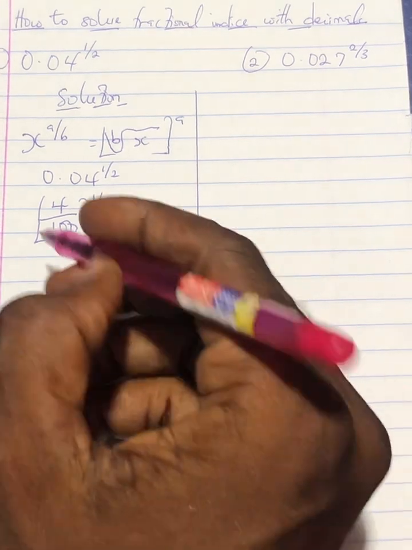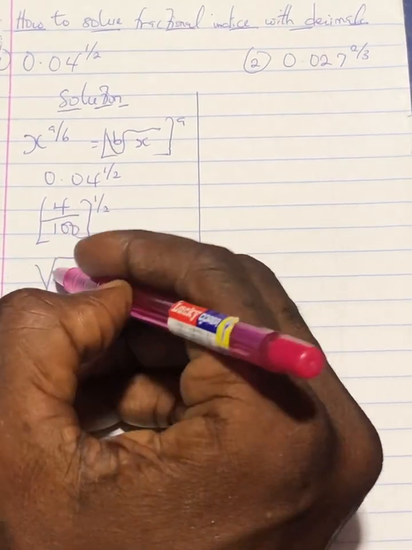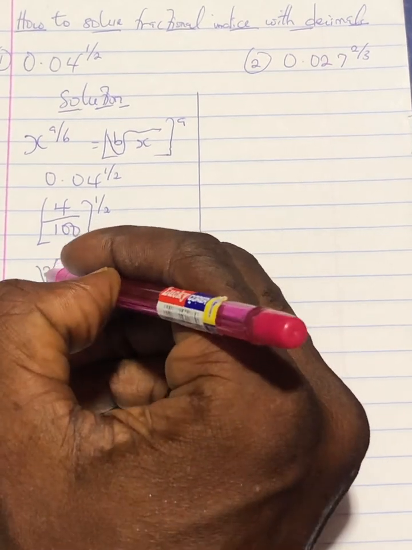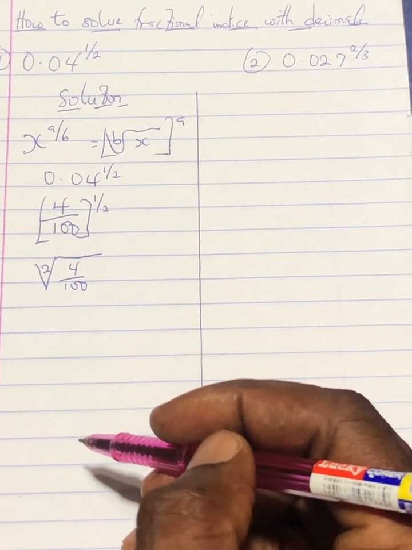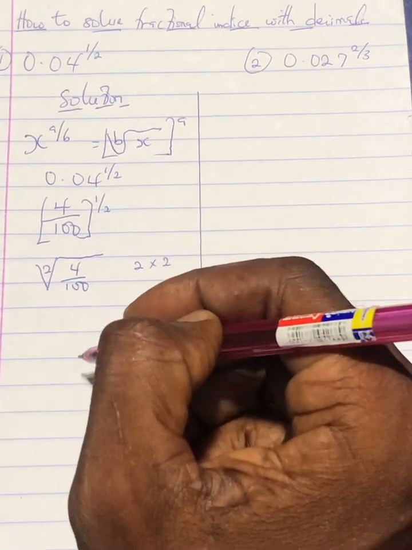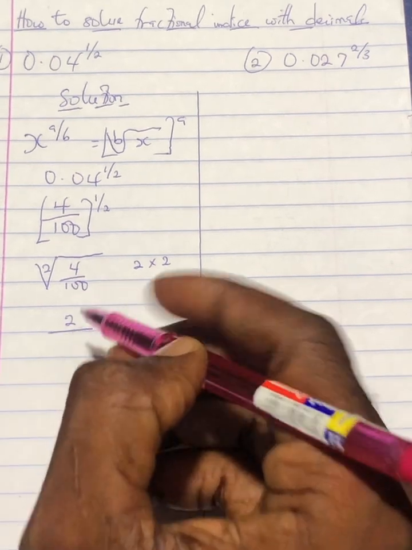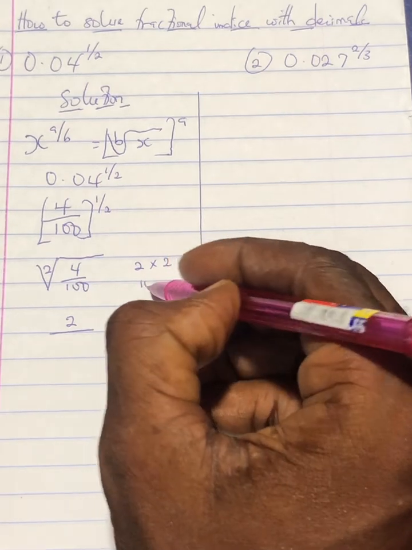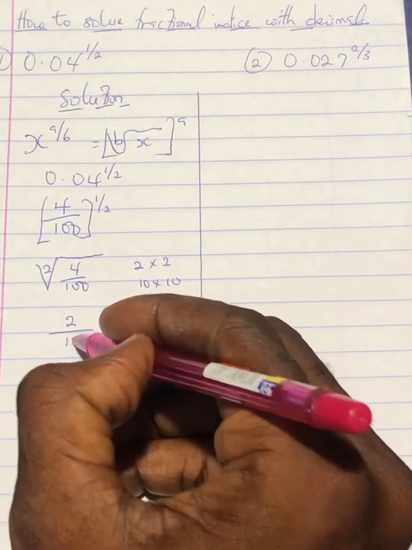Applying the law, we can now say root of 4 over 100. We bring the 2 here. This is just telling us how many times 2 goes into 4. It is just 2 times, because 2 times 2 is the same thing as 4. So we bring down our 2 over. How many times will 10 go into 100? It is just 10, because 10 times 10 is the same thing as 100.